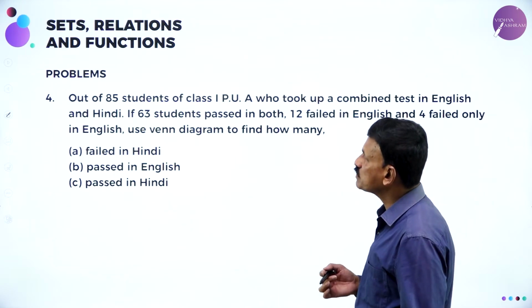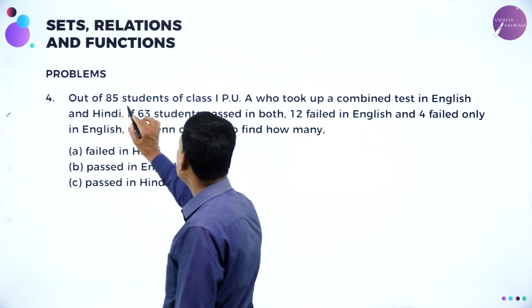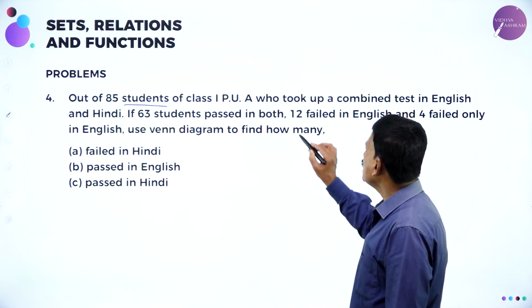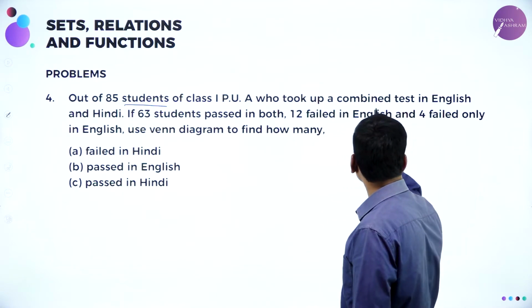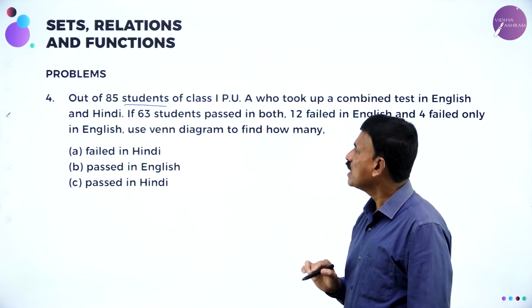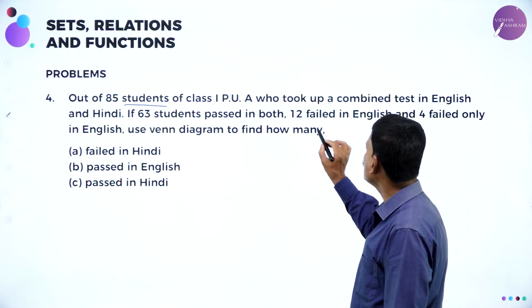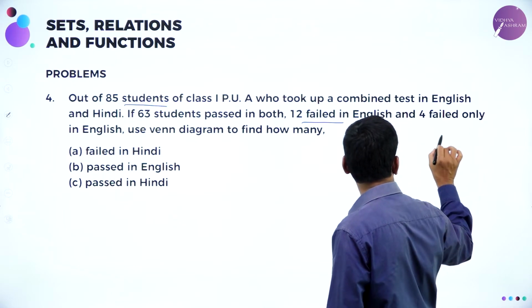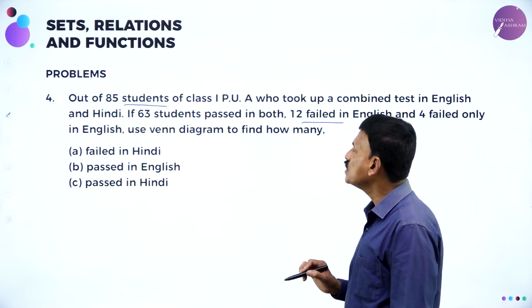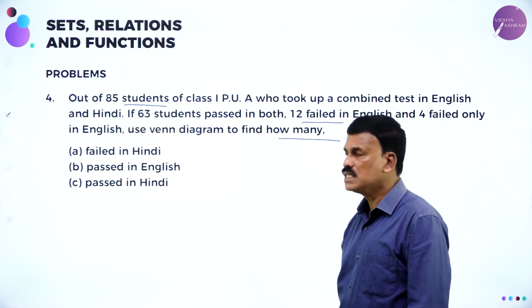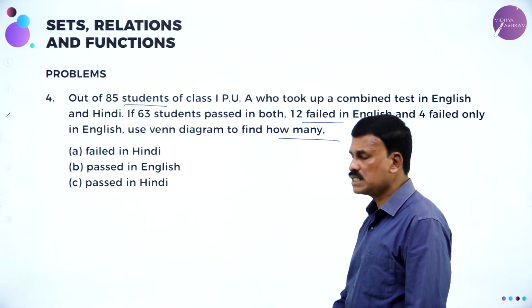Now, let us come to your next problem. Same type. Out of 85 students of a class, first PUC, who took a combination test in English and Hindi, 63 students passed in both, 12 failed in English and 4 failed only in English. Use a Venn diagram to find how many failed in Hindi, passed in English, and passed in Hindi.